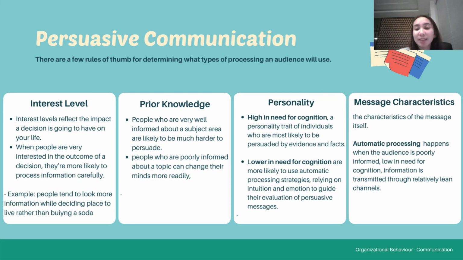So, automatic processing happens when the audience is poorly informed, low in need for cognition, and information is transmitted through relatively lean channels. On the other hand, when the audience is interested in the topic, when they are high in need for cognition, or when the information is transmitted through rich channels, then it is better to focus on rational arguments and evidence to make the message more persuasive.